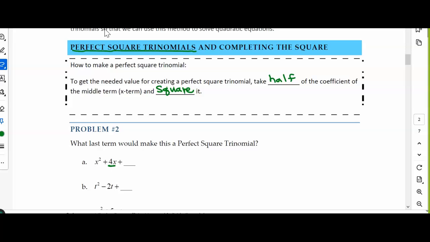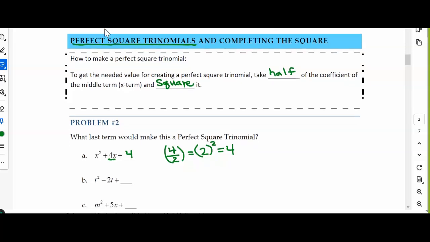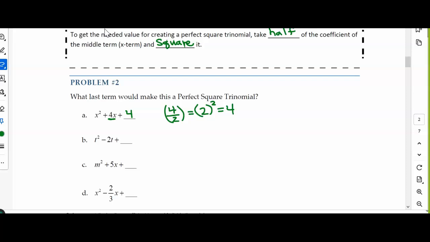So on this one, I take half of that middle term, so 4 divided by 2 gives me 2, and then I take the 2 and I square it, which gives me 4. Now, it's not usually the case that we get the same number on both of those. It's just because squaring that number gives us that same thing back. Okay, let's look at this one though.